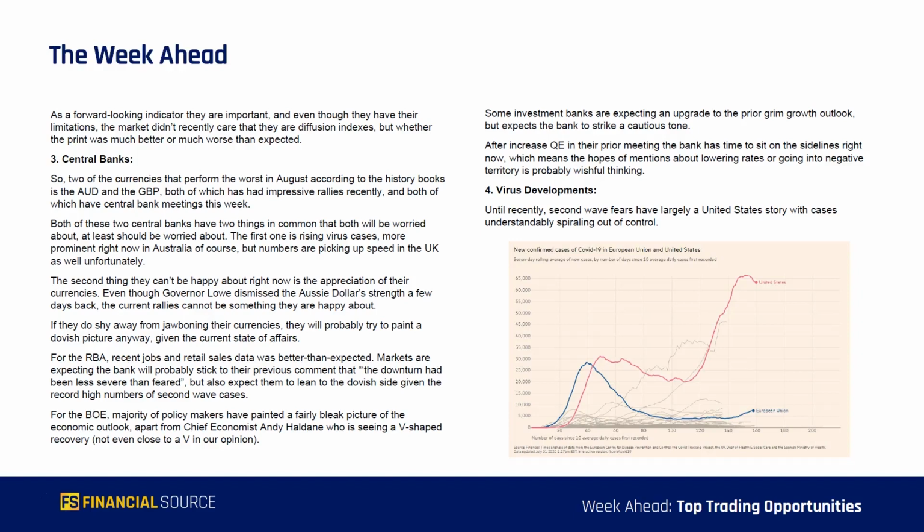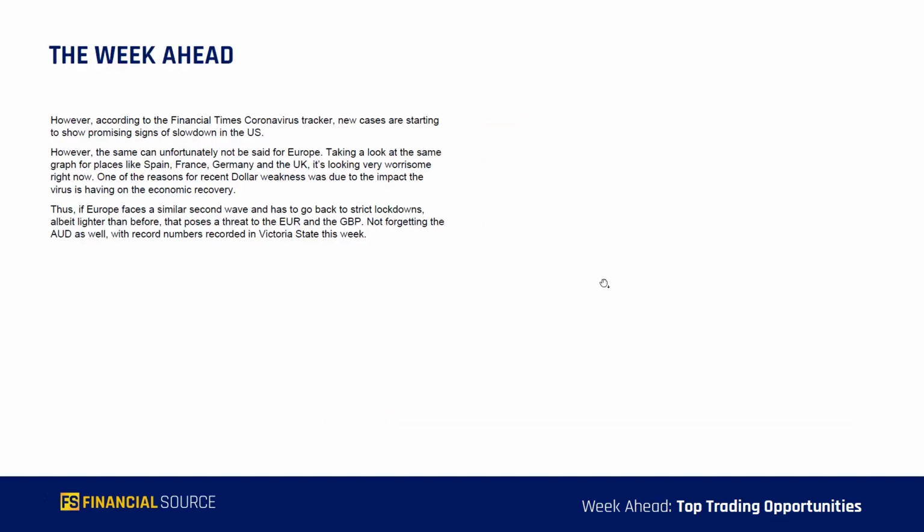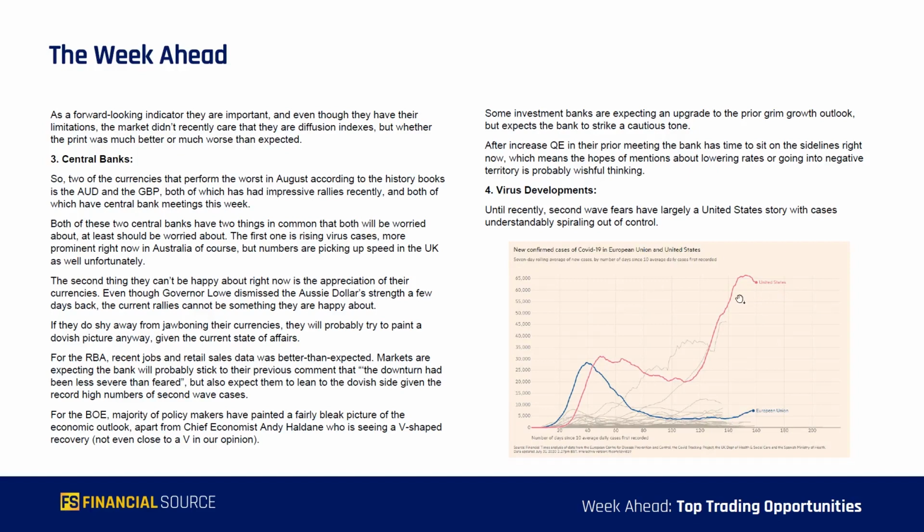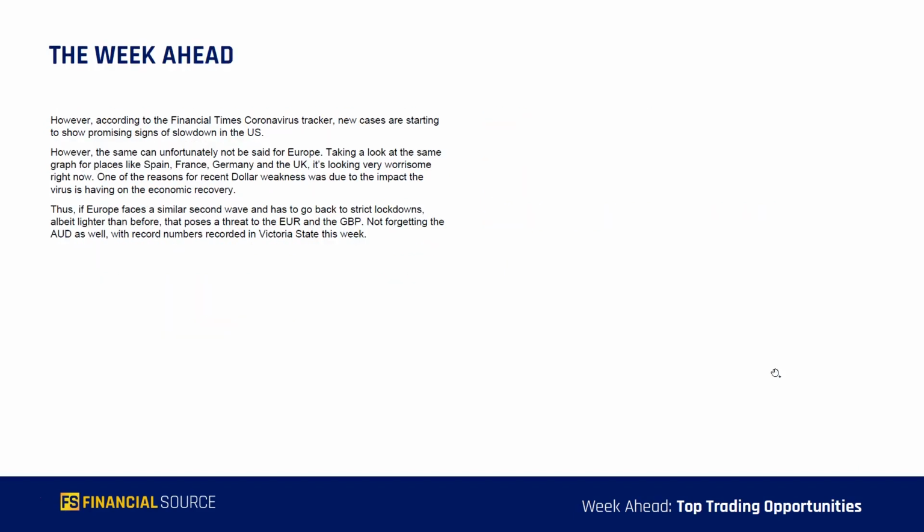Looking at virus developments, until recently, second wave fears have largely been a US story, with cases understandably spiraling out of control in the US. However, if we have a look at this chart from the Financial Times, we can see that virus cases are starting to show more promising signs of slowdown, new cases that is, in the US, but at the same time, Europe's numbers are starting to rise back again.